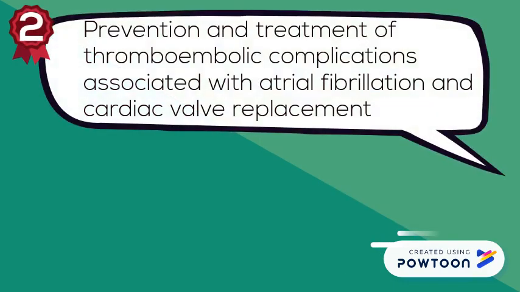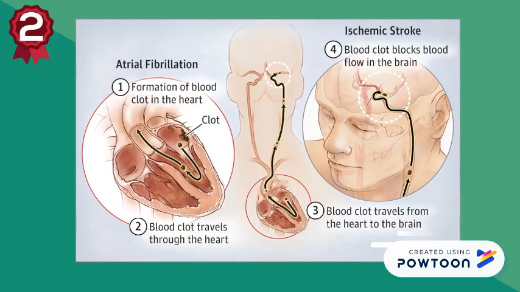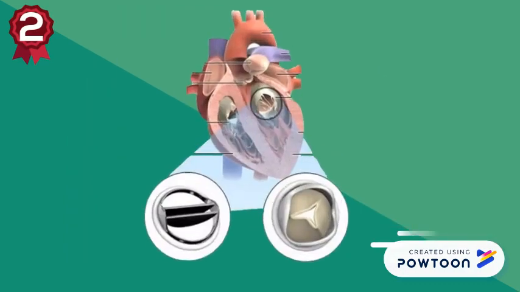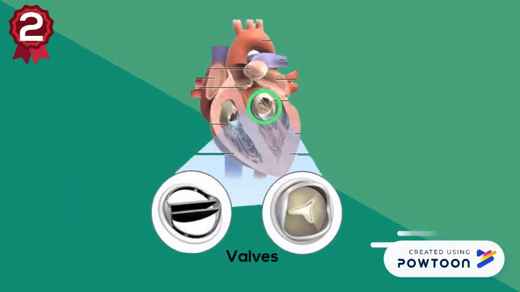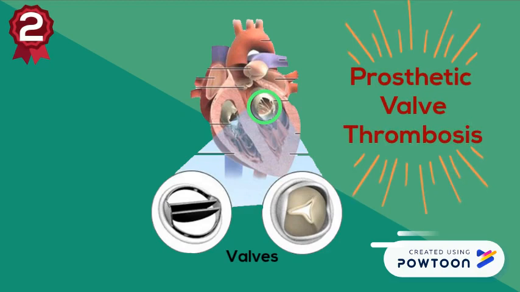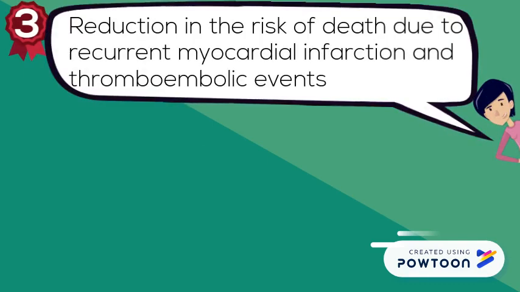Next is the prevention and treatment of thromboembolic complications associated with atrial fibrillation and cardiac valve replacement. Atrial fibrillation is also known as irregular heart rhythm. Patients with atrial fibrillation have decreased efficiency to pump out blood, resulting in low blood flow. The blood starts to pool in the heart, causing formation of blood clots and may lead to further complications such as stroke, which is the formation of a clot in the brain. Cardiac valve replacement may induce blood clot formation and lead to prosthetic valve thrombosis, which is a rare but serious complication of valve replacement.